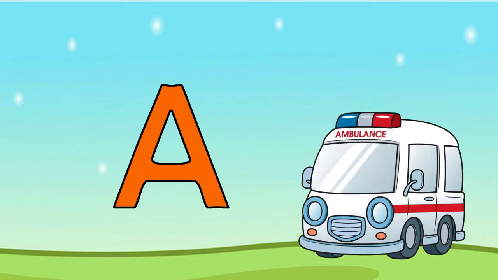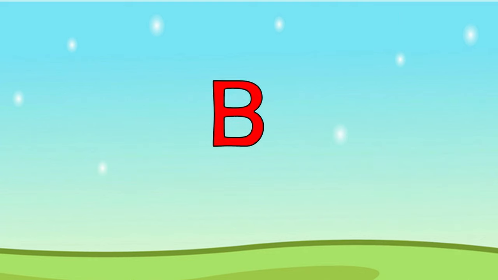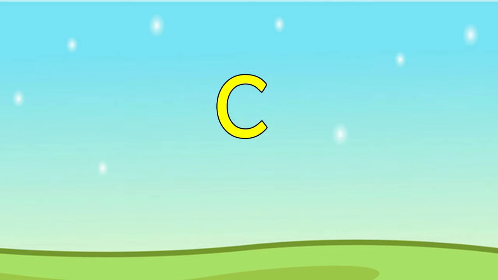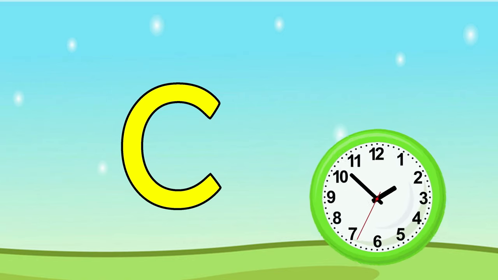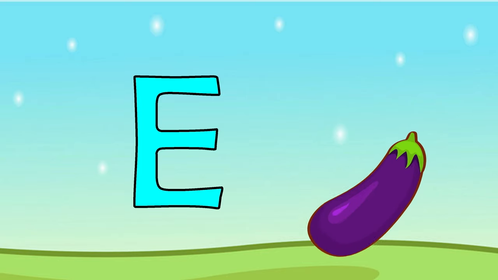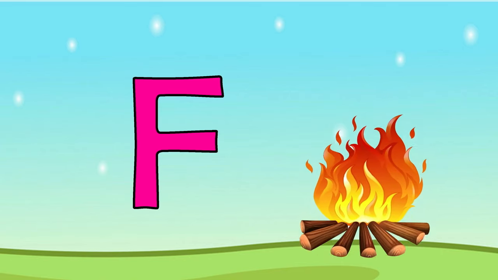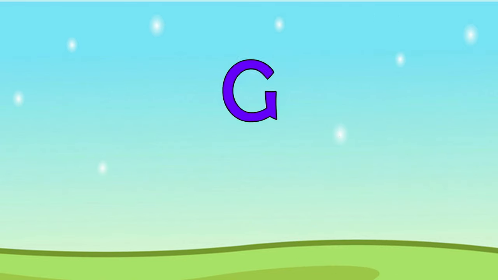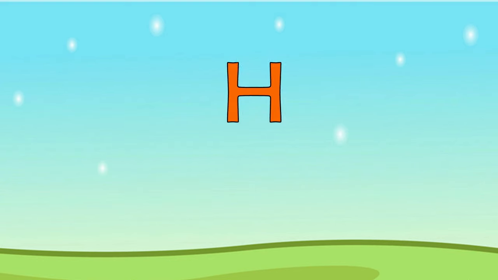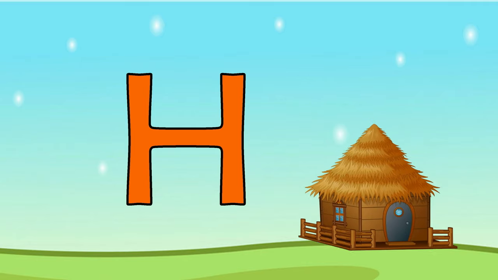A is for ambulance. B is for bat. C is for clock. D is for dolphin. E is for eggplant. F is for fire. G is for gorilla. H is for hut.